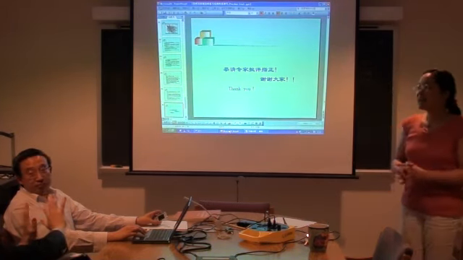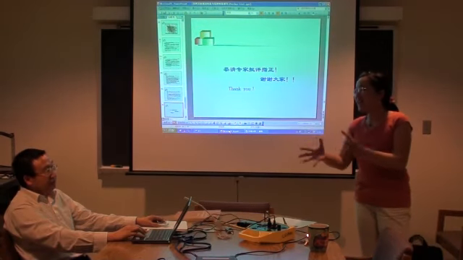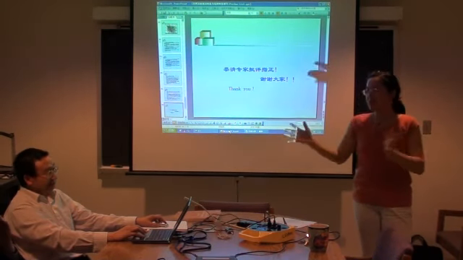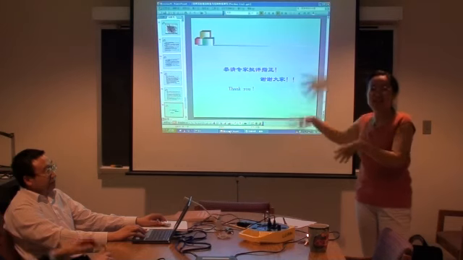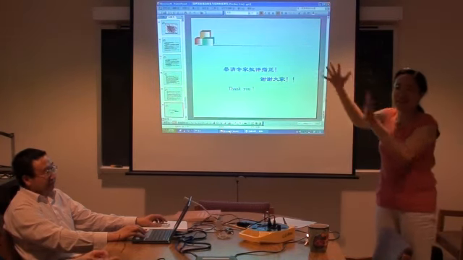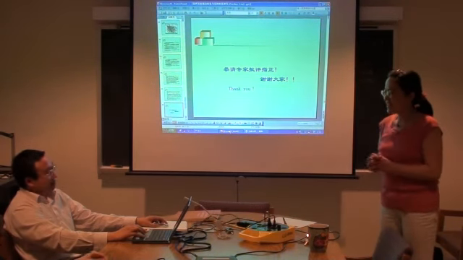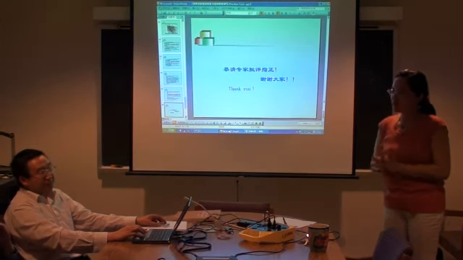It goes from right to left. Yeah. And although now China is following the Western from left to right, in the older days it was from right to left. So that's the culture difference also.